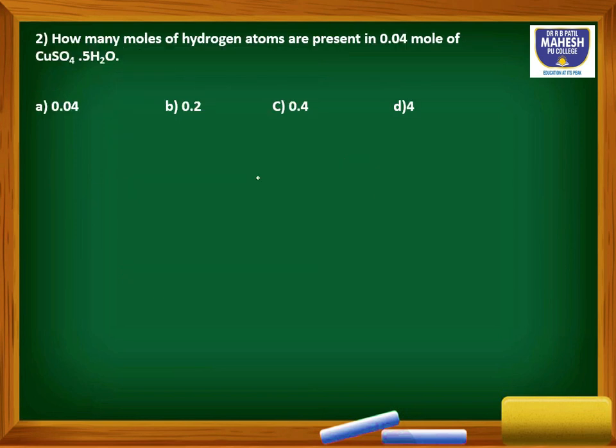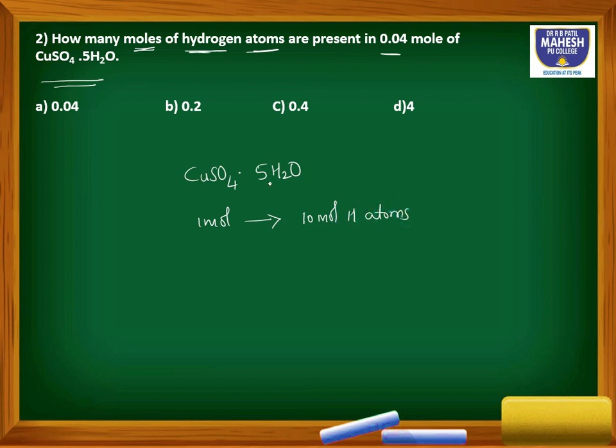Now let us move to the next question. How many moles of hydrogen atoms are present in 0.04 mole of copper sulfate 5H2O? So let us first write this copper sulfate 5H2O. From this formula it is clear that 1 mole of this copper sulfate pentahydrate has 10 moles of hydrogen atoms in it. So in total it has 5 into 2, 10 moles of hydrogen atoms.